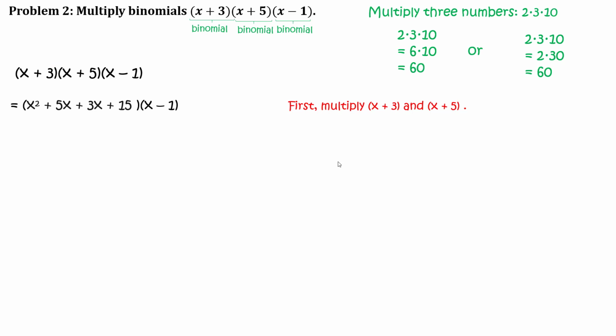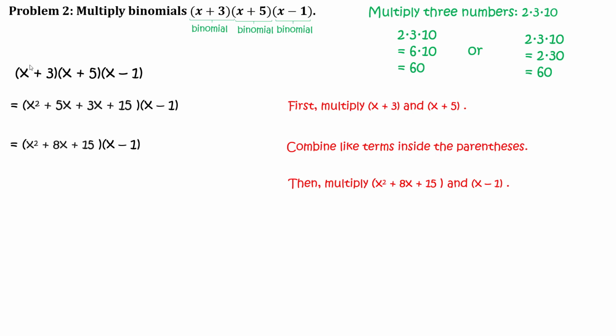Before I do anything else, let me combine like terms. So x squared, there's no other squared terms inside the parentheses. 5x plus 3x is 8x. Remember, when you add like terms, you don't change the variable part. And then plus 15. And then times x minus 1. All right, so now I'm going to multiply x squared plus 8x plus 15 and x minus 1. So I'm multiplying 3 terms by 2 terms. What am I going to do? I'm going to distribute first the x squared, then the 8x, then the 15.